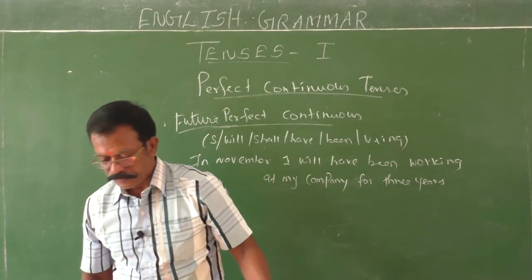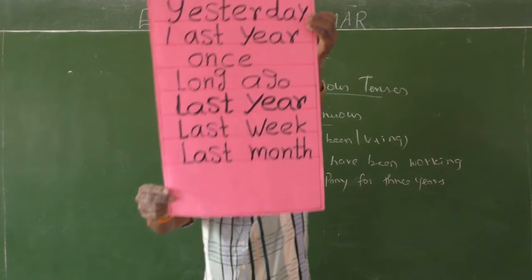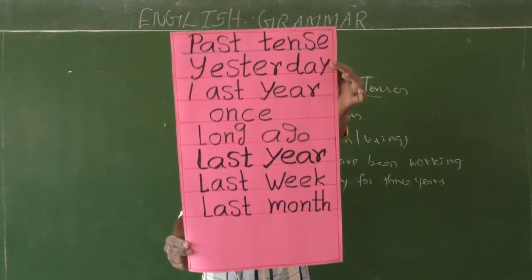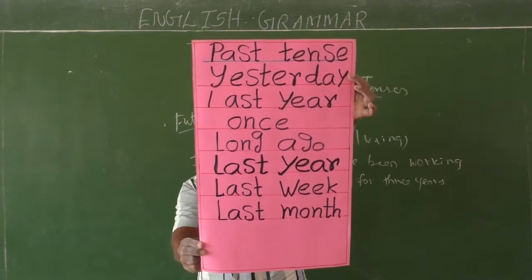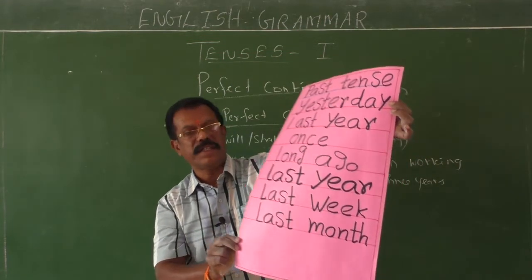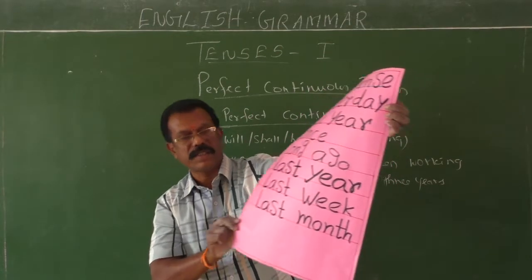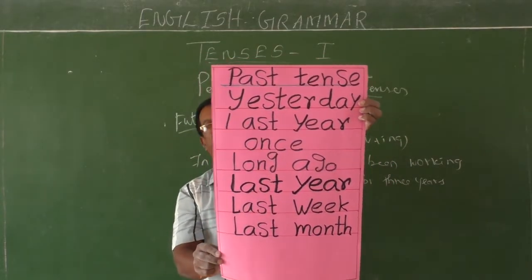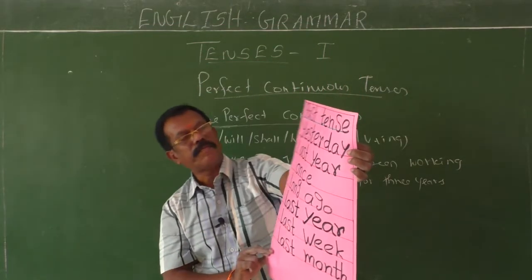And then past tense. These keywords are associated with the past tense. You observe this chart very carefully. What are all the keywords associated with the past tense? Yesterday, last year, once, long ago, last week, last month. So these are all the keywords associated with the past tense.